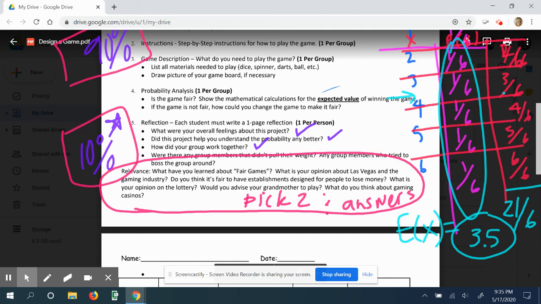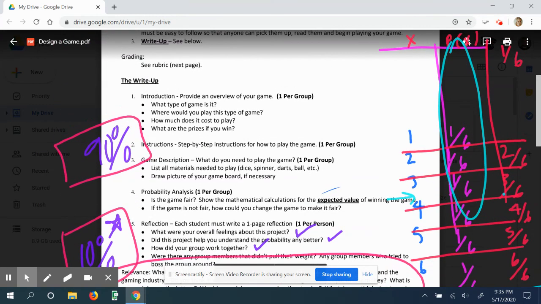If you want to work with groups, that's totally fine. Just make sure that your group is pulling your weight and that you have it in by Friday at 10 p.m.